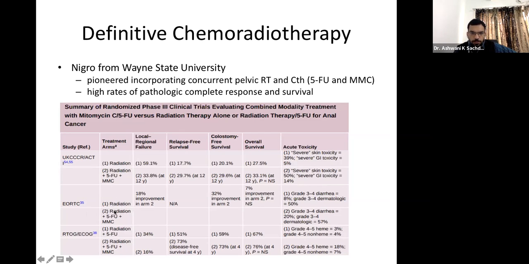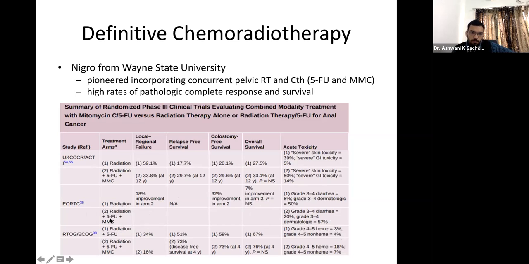The EORTC trial also compared radiation with chemoradiation, and they again found similar results, with an 18% improvement in the locoregional failure rate, 32% improvement in colostomy-free survival, and 7% improvement in overall survival, but non-significant, with higher toxicity in the chemotherapy arm.